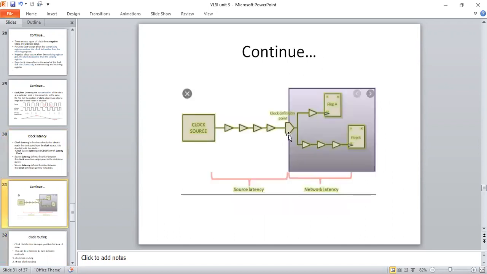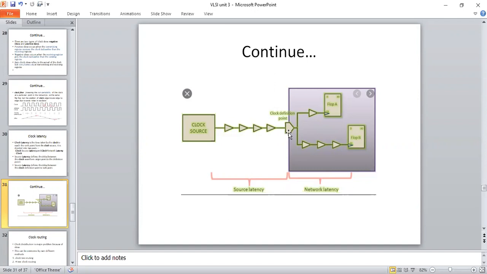Now, what is the definition point? Suppose there is a clock source. Suppose you are using a crystal oscillator, and the crystal oscillator is called the clock source here. From the crystal oscillator you are passing the signal to some register. Nothing but, you may be designing an adder by using registers, or some counters, and it is called a network. It is called a network here, and it is called some point.